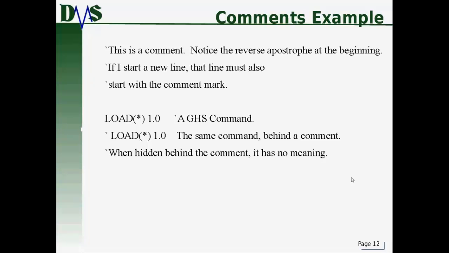And if you look here, the second row of text, this example, we start with load star 1.0, a GHS command. So the GHS will execute the loading of all of the tanks up to 100% because the comment starts after that command on the line. Whereas you can see here, I took the same command, but I stuck the apostrophe in front. And once the command is hidden behind that apostrophe, it becomes a comment and it has no meaning. So that's really handy for turning pieces of code on and off.